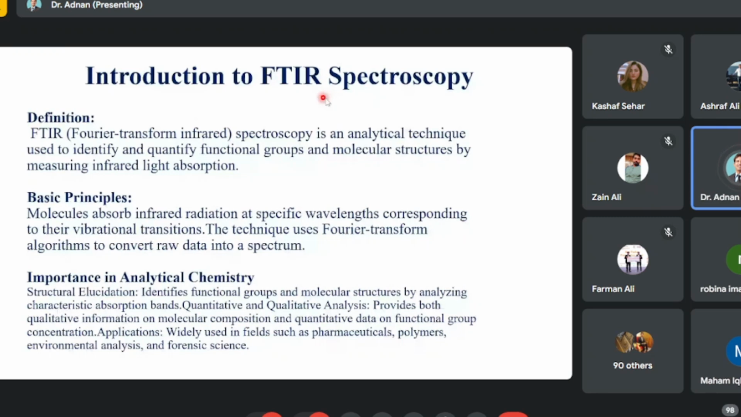And the importance of this technique is that it is used for structure elucidation, for the identification of functional groups and molecular structure by analyzing characteristic absorption bands. You can also carry out quantitative and qualitative analysis, and it is widely used in fields such as pharmaceuticals, polymers, environmental analysis, and forensic science for determination of functional groups and molecular structures.